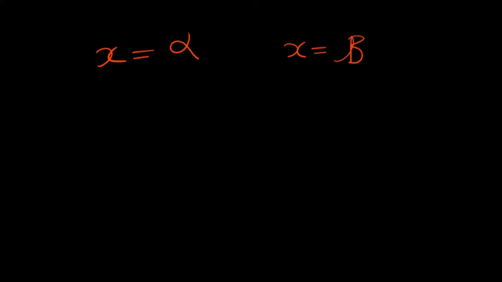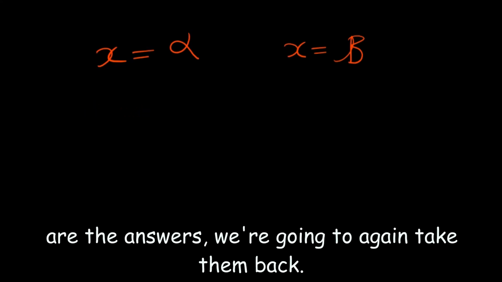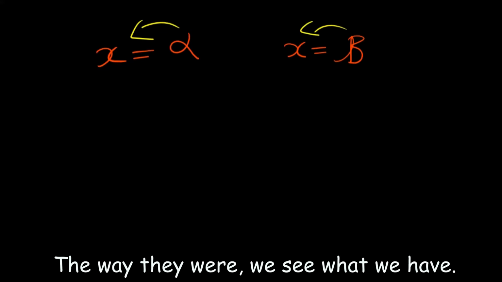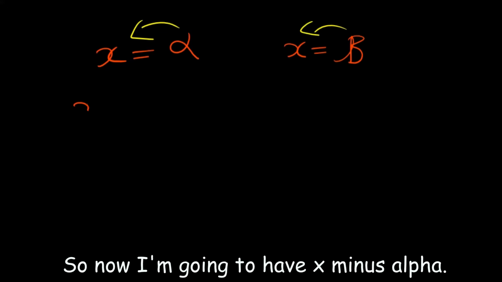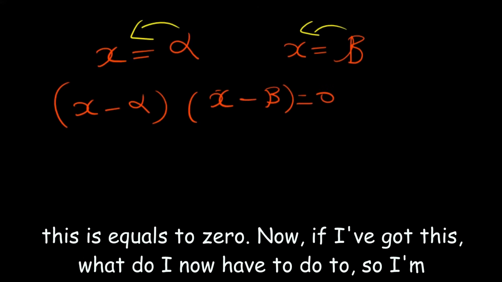We know that the normal equation is ax squared plus bx plus c equals 0. But now, since these are the roots, the answers, we're going to take them back the way they were and see what we have. So now I'm going to have x minus alpha, and I'm also going to have x minus beta. This is equal to 0.